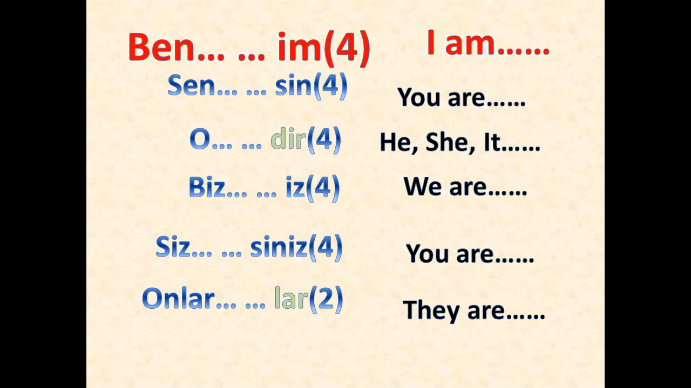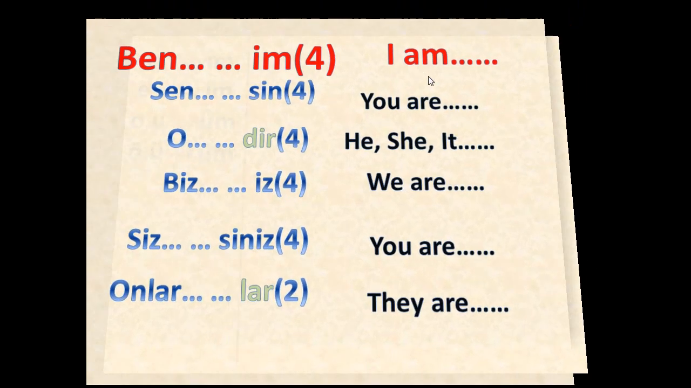And here we have ben, blah, blah, im, which means I am. For the words with the last syllable that consists of a or ı, we use ım. If we have e or i, we're going to use im. If we have o or u, we are going to use um. If we have ö or ü, we are going to use üm. Okay.